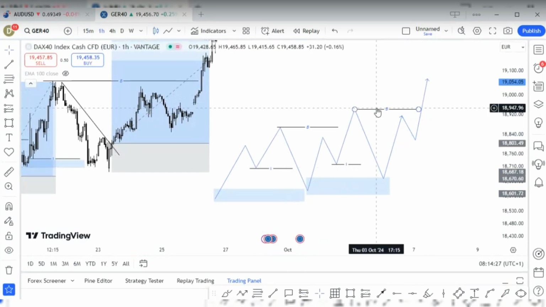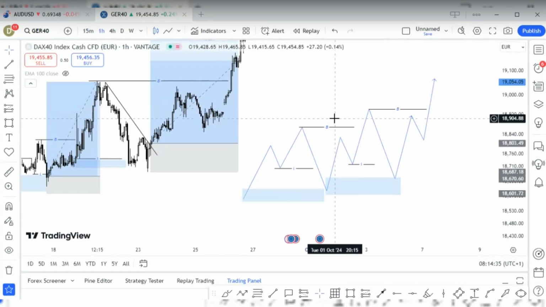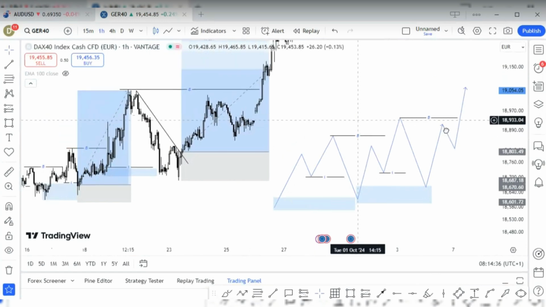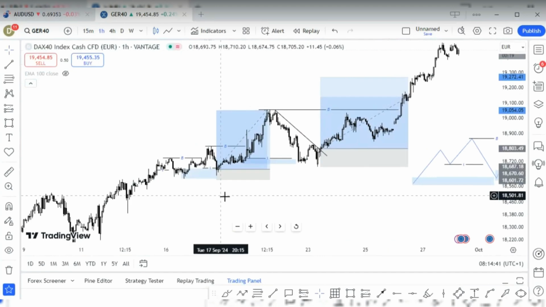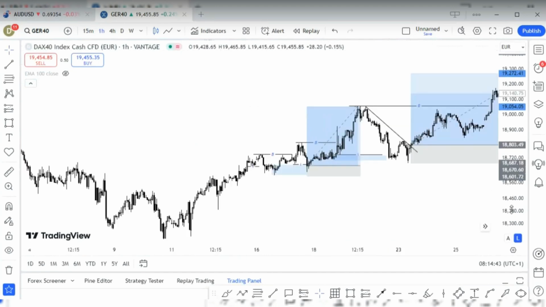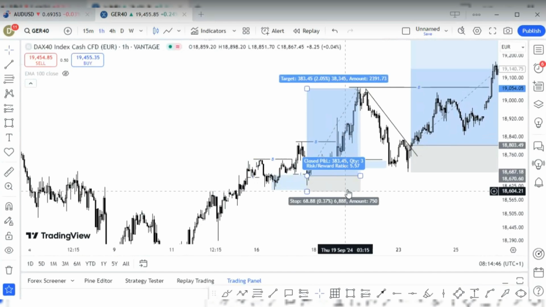But the problem is, for you to identify this structure, you have to master this stuff. This is SMC, so you need to understand how to identify a valid inducement, valid POI, valid break of structure, and so on. As you see in this trade, I had a trade here, I explained this in my previous video. The market gave us a break of structure. No break of structure without inducement.